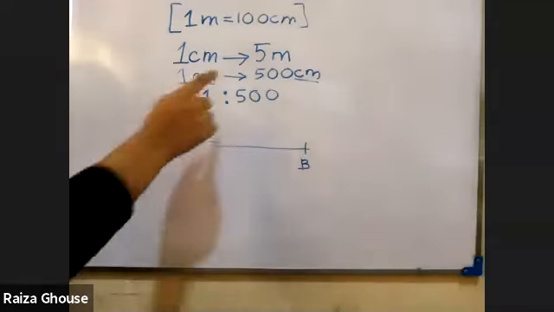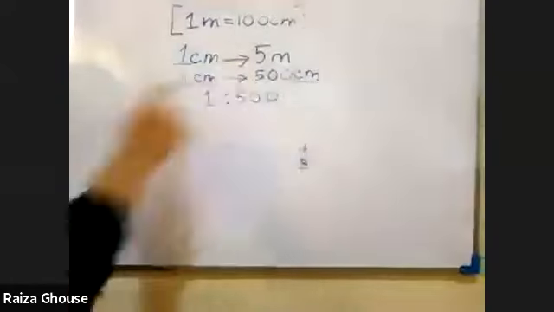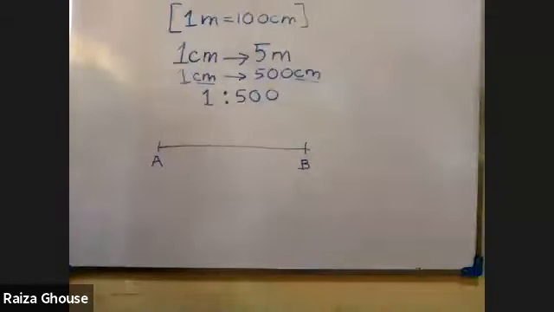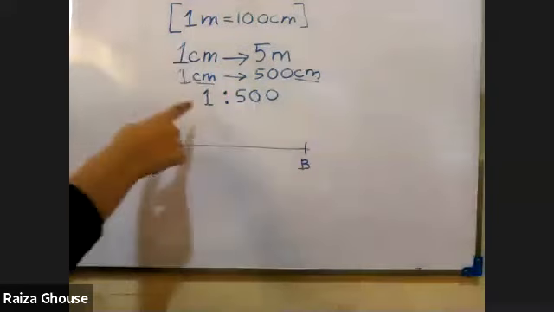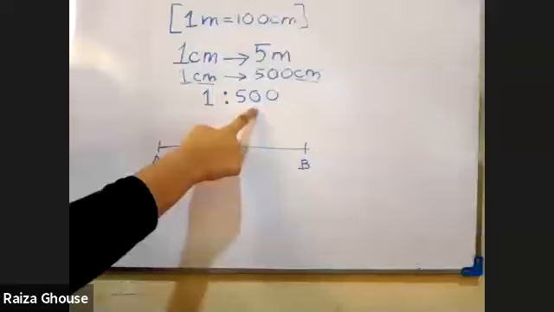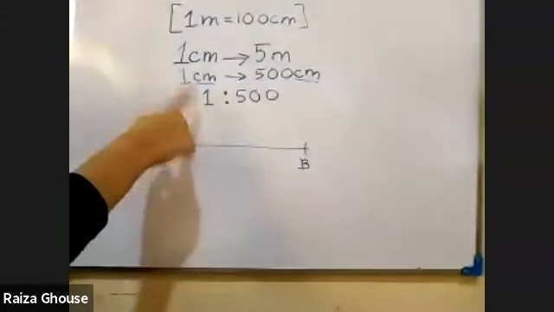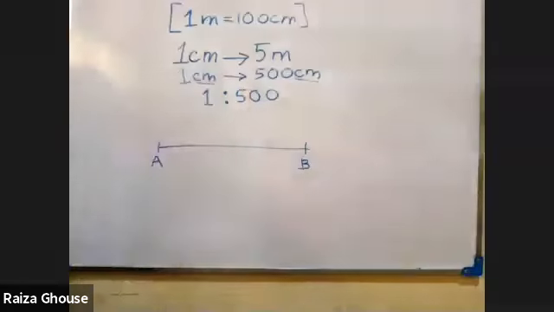So I'm converting my meter into centimeter, and both of them are in centimeters. So 1:500 as a ratio. My scale is 1 centimeter representing an actual length of 500 centimeter.